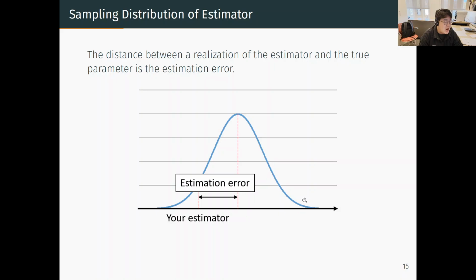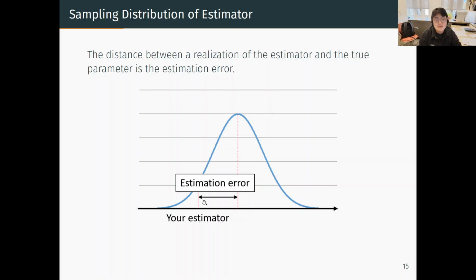You will get one outcome out of this distribution. Suppose you happen to be here, your estimator is calculated to be here by randomness, then your estimation error will be this much. So the sampling distribution of the estimator relative to the true parameter is basically a distribution of the estimation error, right? So this is the estimation error if your estimator happens to be here.